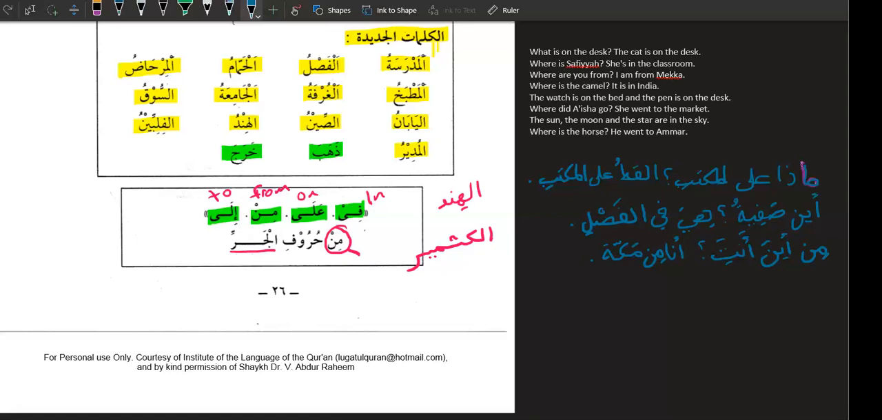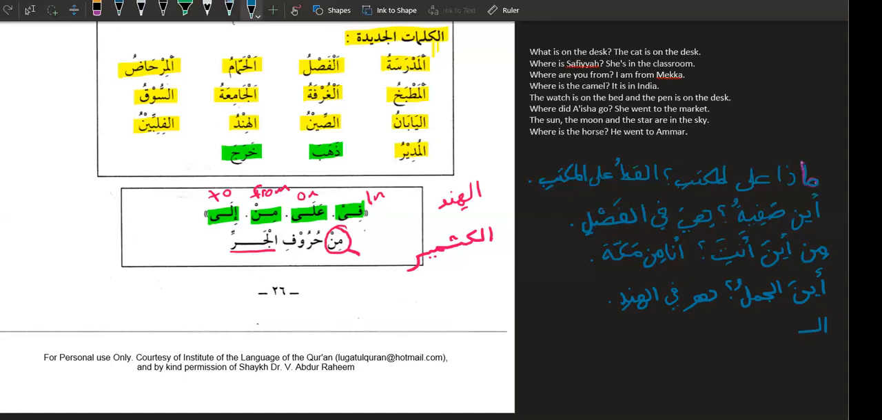Where is the camel? A simple one. أين الجمل. It is in India. So هو في الهند.